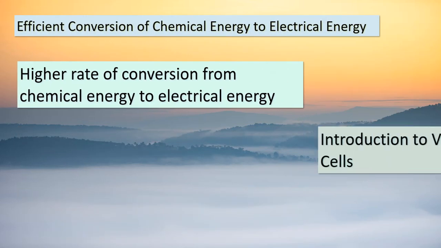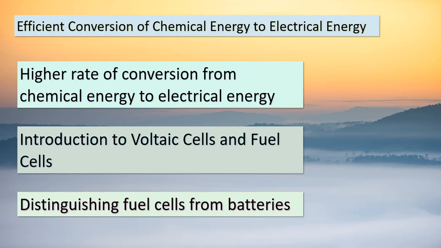Hello, dear students. In our quest to understand energy transformations, let's now focus on a concept that revolves around the efficient conversion of chemical energy into electrical energy. This process is particularly fascinating, as it involves a higher rate of energy conversion. We introduce you to a remarkable device called the voltaic cell, which plays a crucial role in this conversion. In cases where conventional fuels like hydrogen, H2, and methane, CH4, are employed, these cells are specifically referred to as fuel cells.